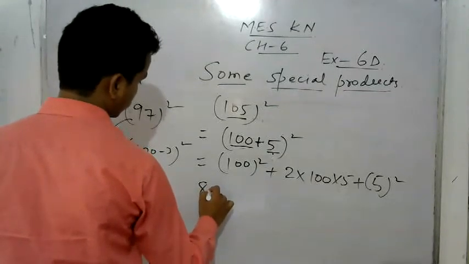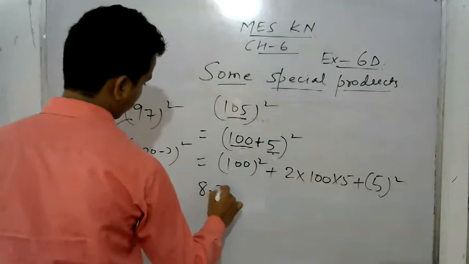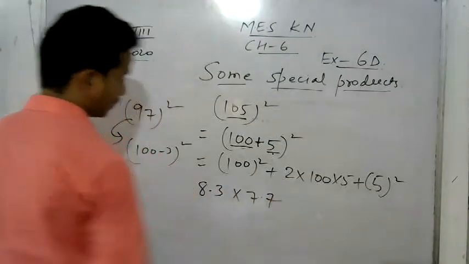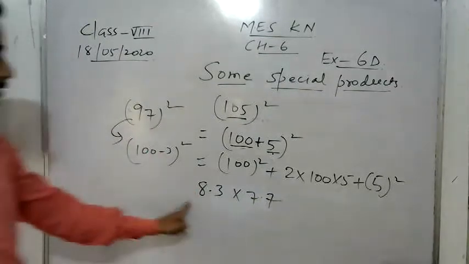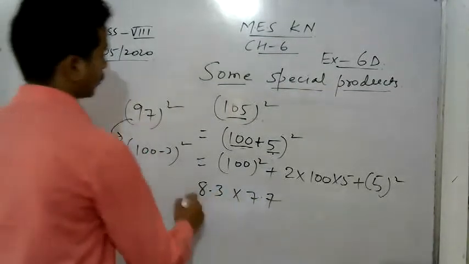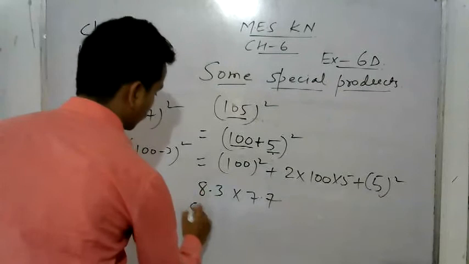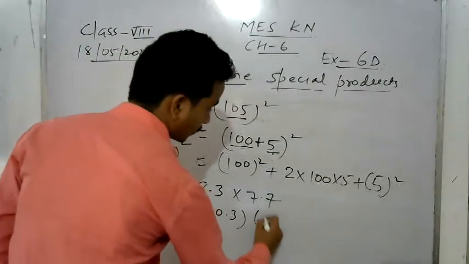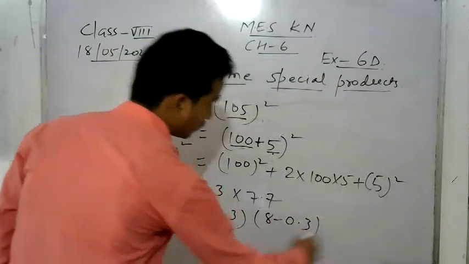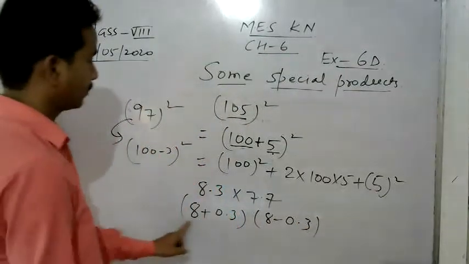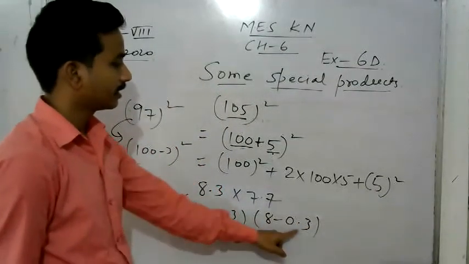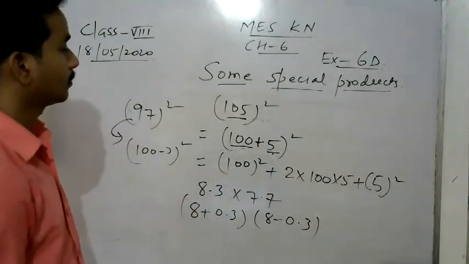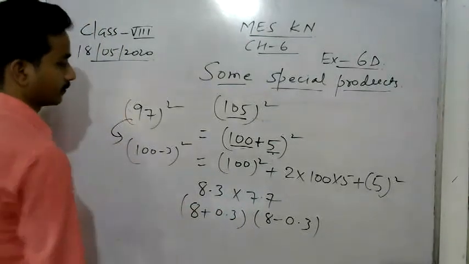And here suppose that 8.3 into 7.7 is given. So how will you solve it using a formula? You can write 8.3 as 8 plus 0.3 and you can write 7.7 as 8 minus 0.3. 8 plus 0.3 is 8.3 and 8 minus 0.3 is 7.7.